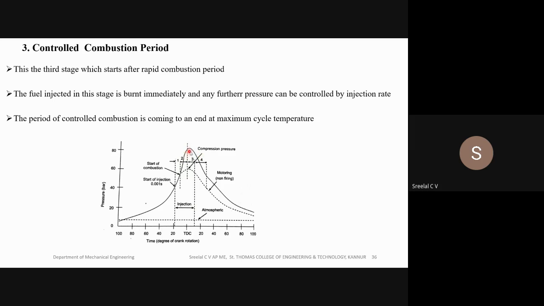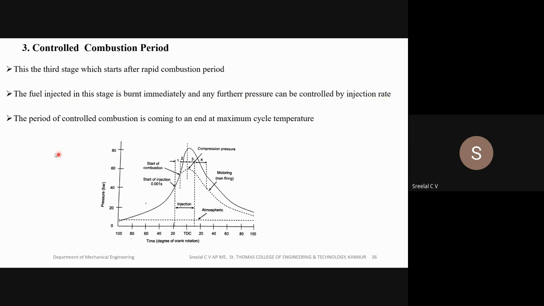By controlling the injection rate, what can we do? We can turn it into a controlled combustion. The fuel injected in this stage is burned immediately and further pressure can be controlled by the injection rate.